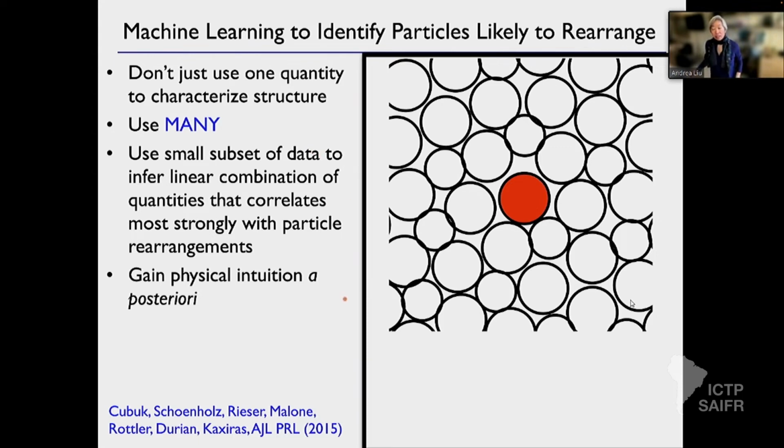And then what we do is use a very small subset of the data, and data that is not structural. We're going to use dynamical data to infer a linear combination of structural quantities that correlate strongly with particle rearrangements. So in the end, we'll have a structural variable, but we use dynamical information to get it in the first place. Then we'll get our physical intuition about what this variable means afterwards, after we've trained it.